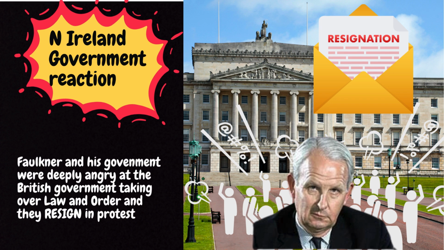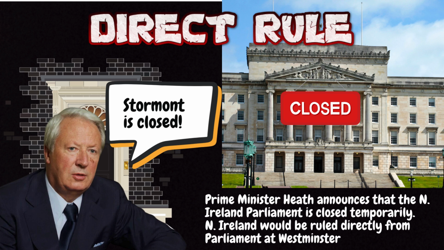What was the Northern Ireland government reaction to this? Well, clearly Faulkner and his unionist government were deeply angry at the British government. They believe they've been stabbed in the back, and they do not want to lose control of law and order in the province. And they resign in protest. Now, Heath knows that they are going to resign, and this is going to be part of his plan. And it's exactly what happens.